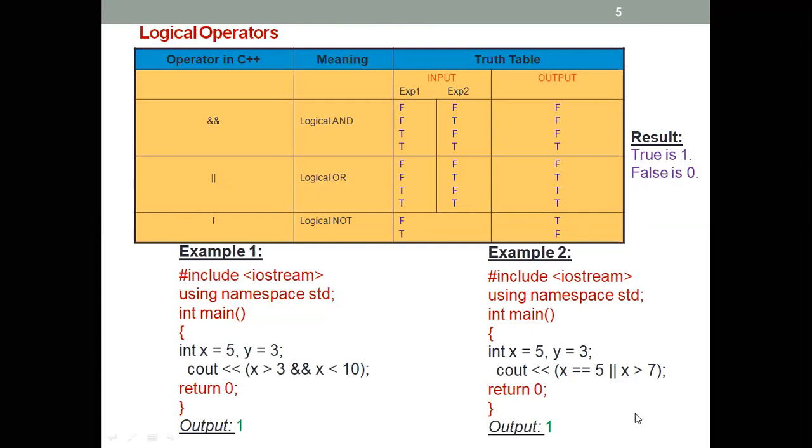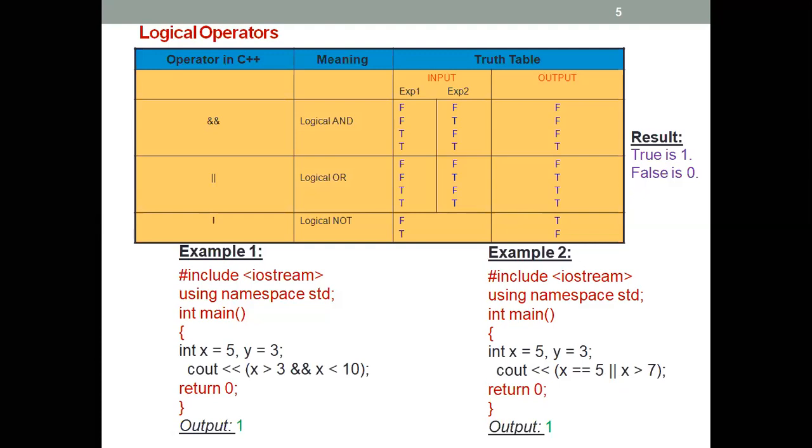Okay, look here, x equal to 5. Even though you declare it here with only one equal sign, when you write it inside the program, you must write a double equal sign. x == 5 means that the value of x is 5. This condition is true. And then another one is written here, x greater than 7. This condition is wrong. But even though one condition is wrong, because of the OR sign, the output will be true.